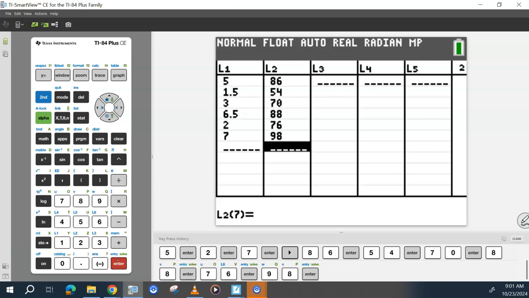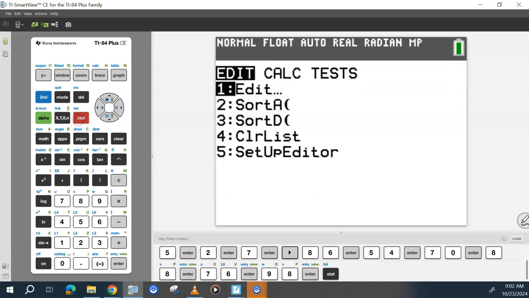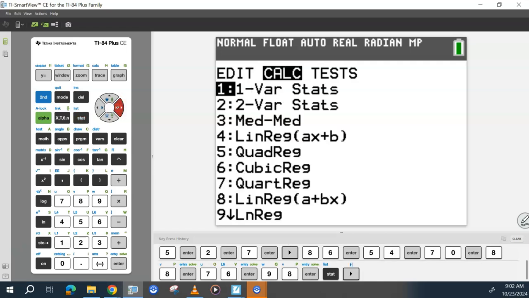As you're finishing that up, I'm just going to show you how to, if you happen to clear a list, but we'll do that later. Now we're going to move on to step 2. So we're going to go back into stat, and we're going to scroll to the right, go to the right for calculate.